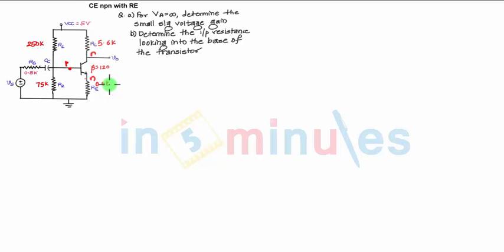Now the question is, for VA equals infinity, determine the small signal voltage gain. That means we need to find AVS when VA is infinity. VA equals infinity implies that RO is infinite. That means we do not consider the value of RO. RO is infinite, which is nothing but an open circuit, so we need not consider RO.